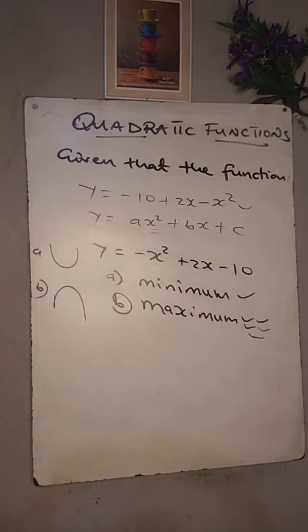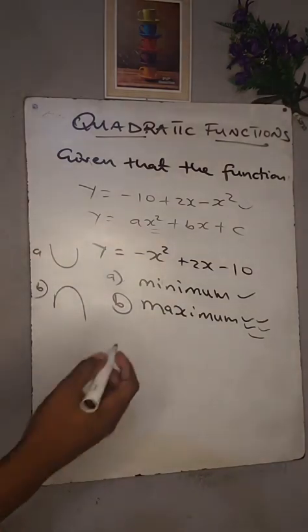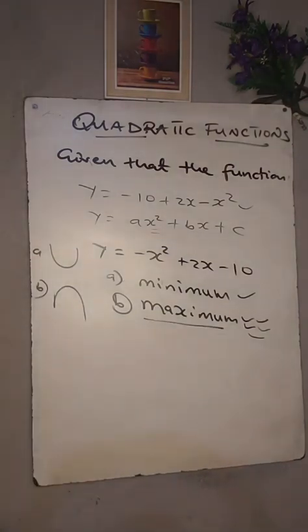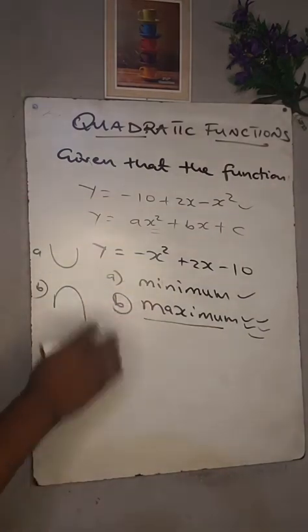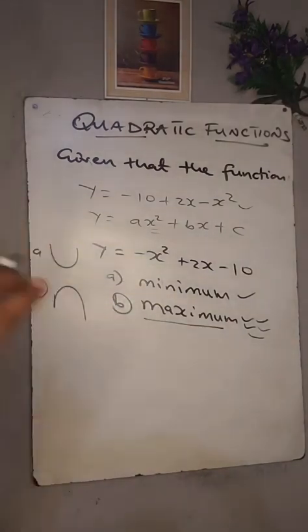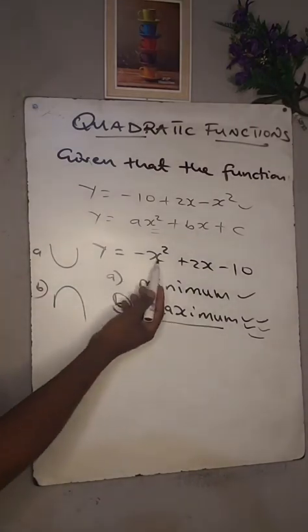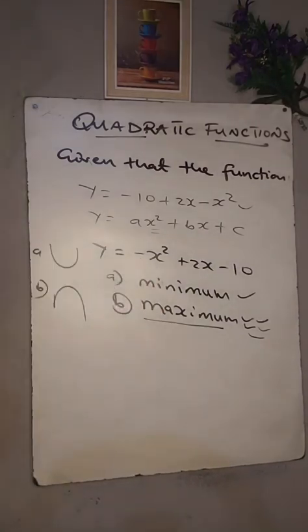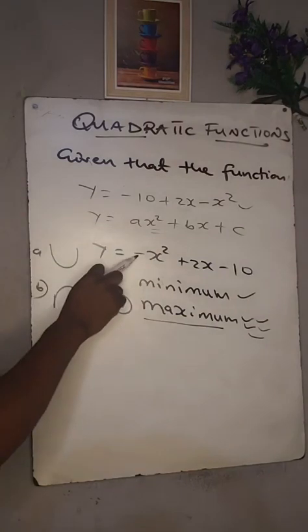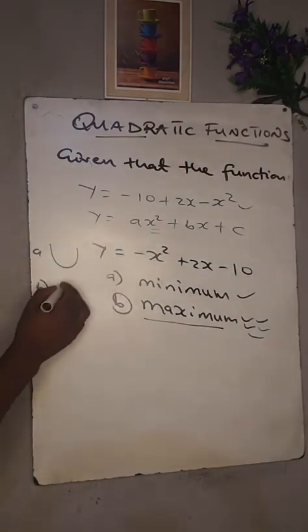All right, so this function is going to have a maximum value. All right, this function is going to have a maximum value. And the reason why it's going to have a maximum value, our coefficient of x squared is negative. So if we have a coefficient of x squared being negative, we are going to have a curve that will come out like this.